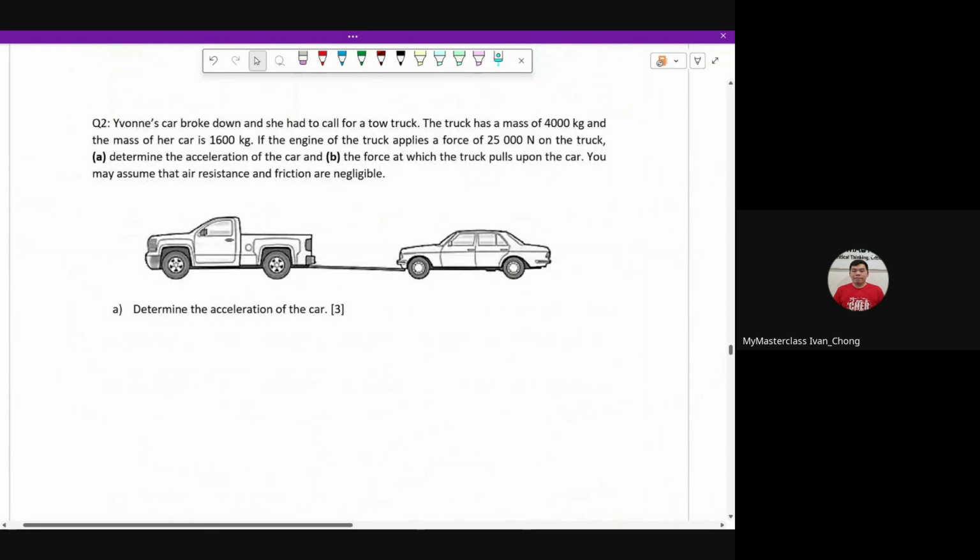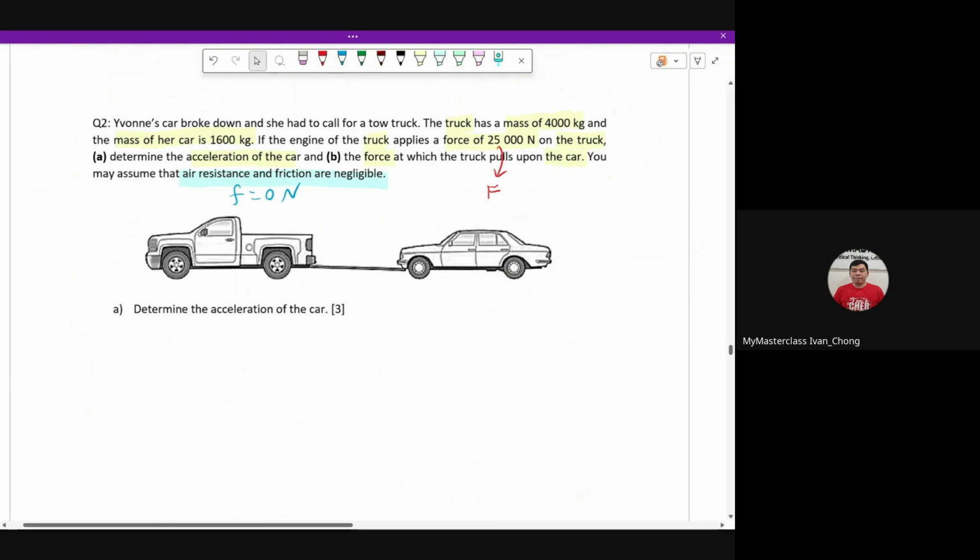So let's do question 2. Similarly, for question 2 itself, basically, you want to double check. You have a mass of 4,000 for your truck, and you have a mass of the car, which is 1,600. Now, if the truck has a force of big F on the truck itself, what's the acceleration of the car? What's the force that the truck pulls on the car? Okay, and they tell you that these two are negligible. F is 0.